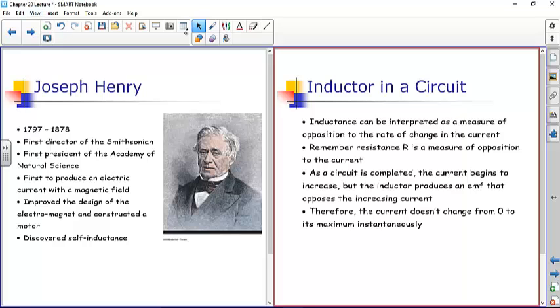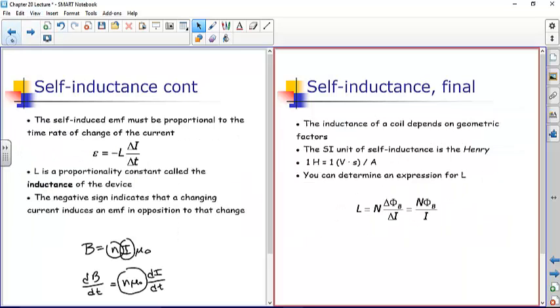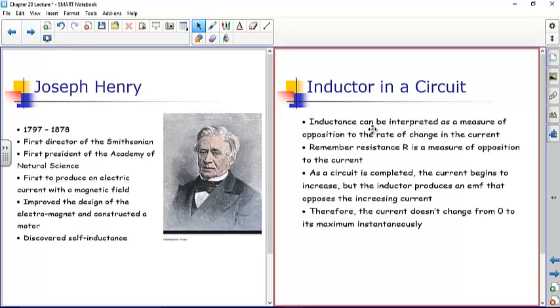So let's go back here. The inductance can be interpreted as opposition to the rate of change in current, because the rate of change in current causes an EMF, which results in a lower EMF available to drive electrons through the circuit, and hence it opposes current flowing through the system. Okay.